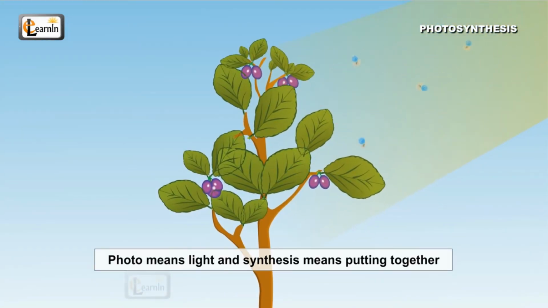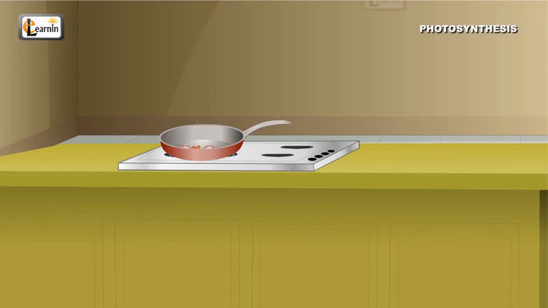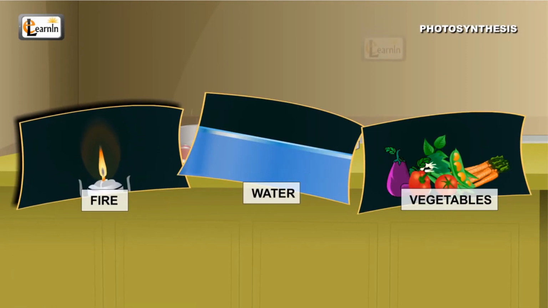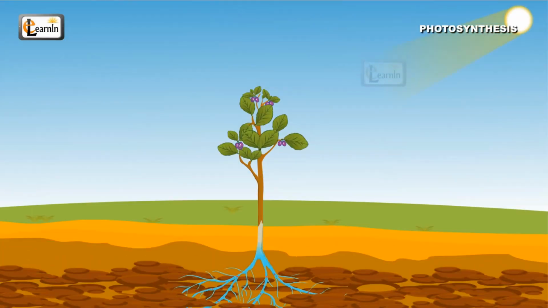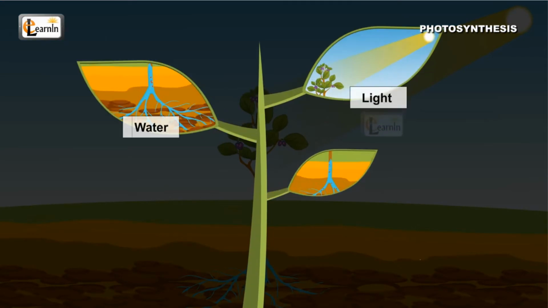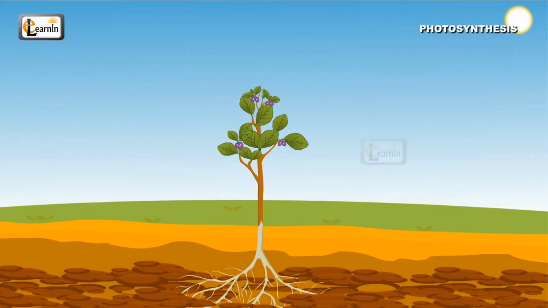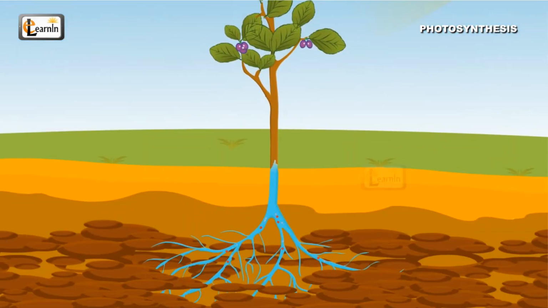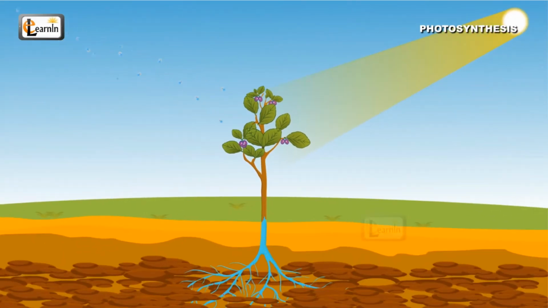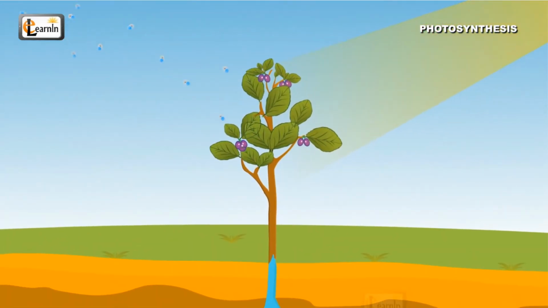Photo means light and synthesis means putting together in Greek. When humans cook food, some essential things are required, including fire, water, vegetables, etc. Similarly, to make their food, plants also need some essential factors, including light, water, nutrients, soil, etc. Plants get light from the sun, water from the ground, and carbon dioxide from the air. All of these factors, including air, water, carbon dioxide, and sunlight, together help plants churn out their own food.